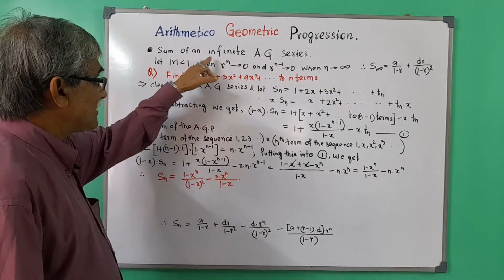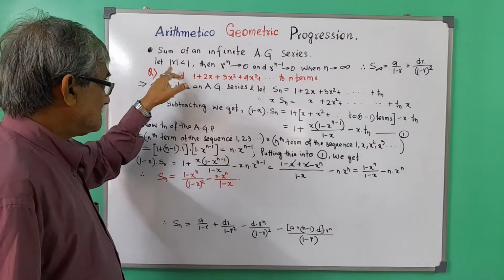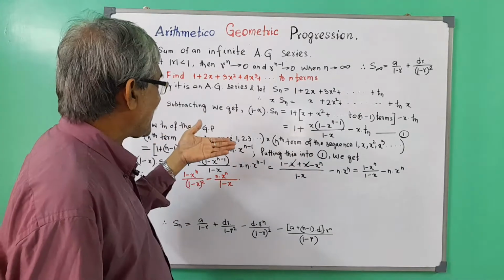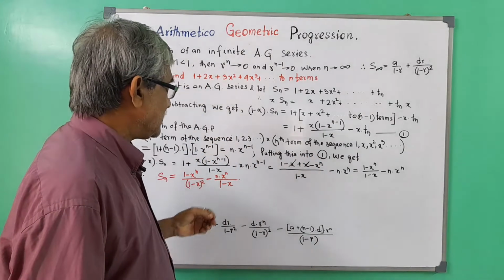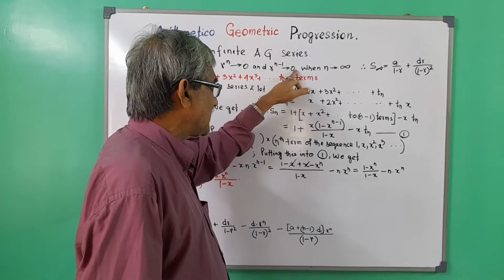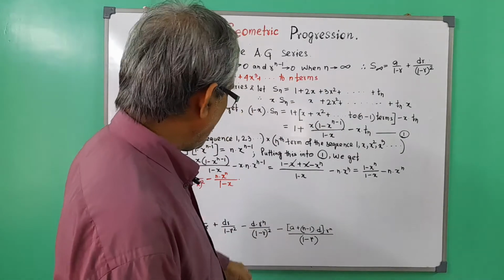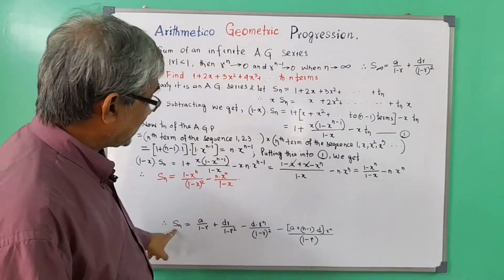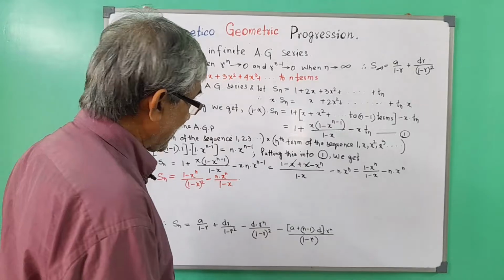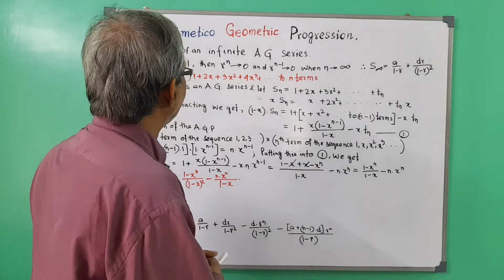Now what if the sum of an infinite AG series? Okay, let mod r be less than 1, that is r is lying within plus 1 to minus 1. It's a real fraction. Then r to the power n will be tending towards 0, and similarly r to the power n minus 1 will tend towards 0 when n tends to infinity. Therefore, this Sn, now we will be saying this S infinity, is equal to the first term we will be retaining, a by 1 minus r plus dr by 1 minus r square, and the rest of the terms will be nullified because they will become 0.